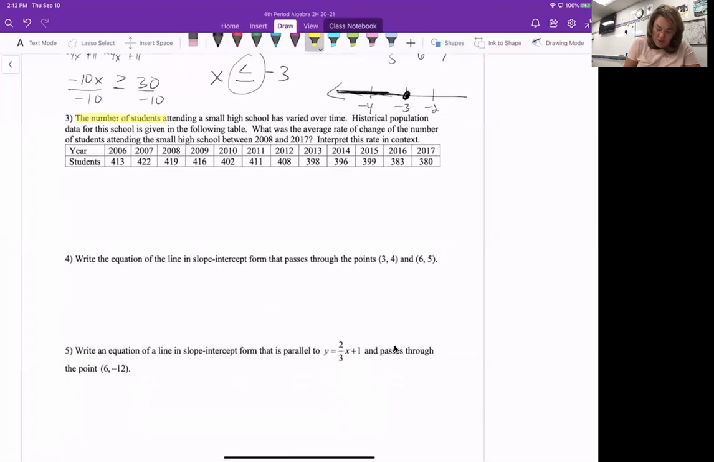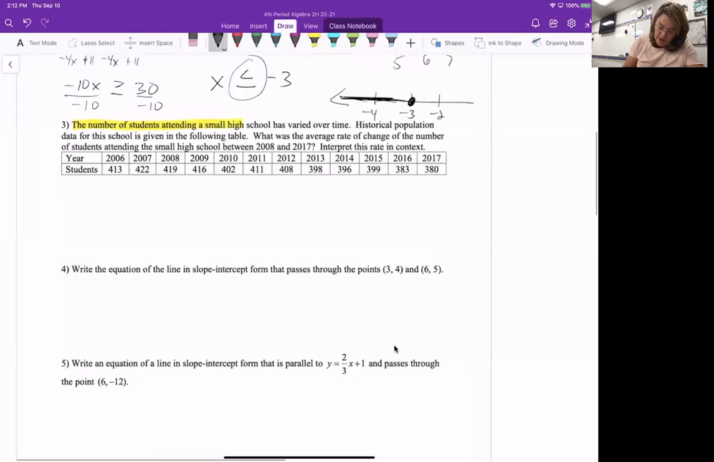Okay, moving on. The number of students attending a small high school has varied over time. Historical population data for this school is given in the following table. What is the average rate of change of the number of students attending the small high school between 2008 and 2017? And interpret this rate in context. We're going to have to determine the slope. That's what they're asking for, the average rate. And they wanted to know number of students per year.